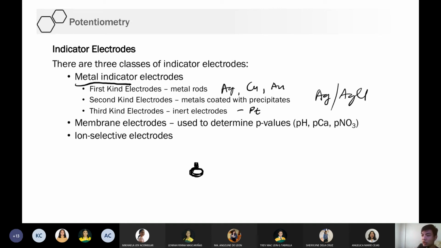Very expensive tissue, okay, so that is what is used to clean it. So that is used to determine the pH, pCa, and the pNO3. Obviously, pH is for the acidity of the solution, acidity or basicity. pCa is used for water analysis. For example, if you work in Maynilad or Manila Water as a chemist, you can use a pCa meter instead of a pH meter. You dip the pCa meter in the water, and it will determine the amount of calcium in the solution.